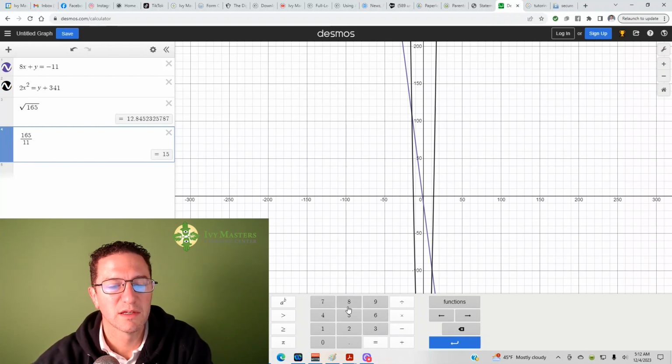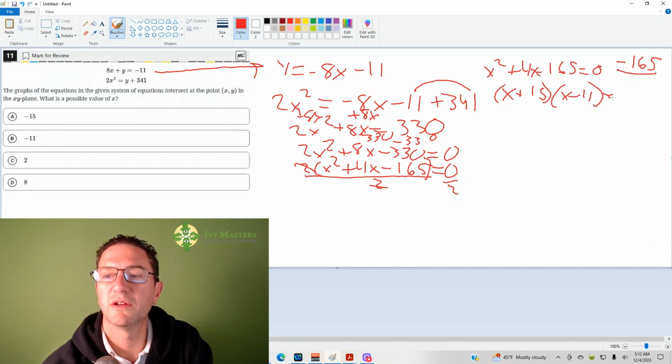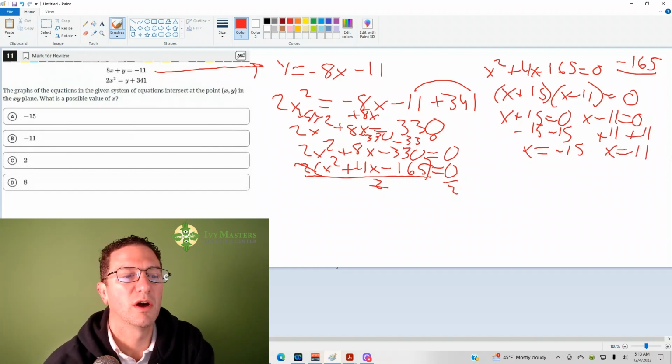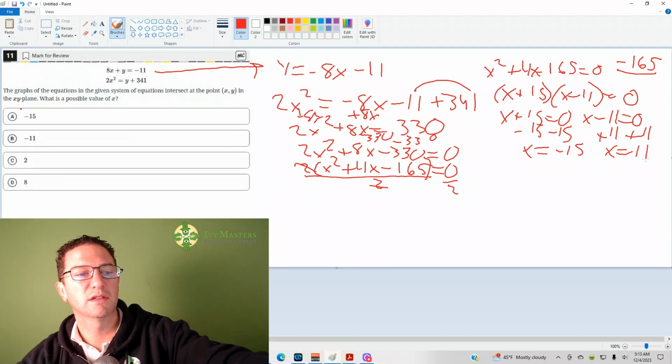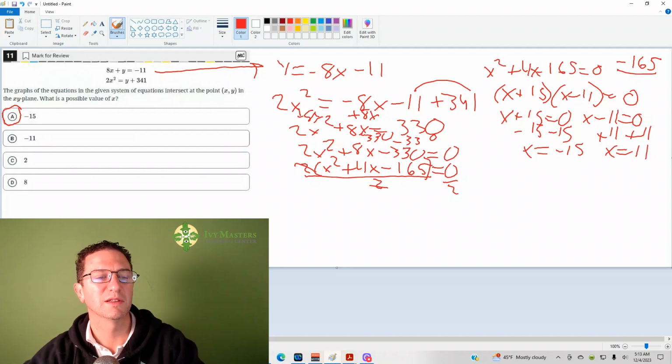So it's going to factor as x plus 15, x minus 11, because of that middle term. So I'm going to factor this as (x plus 15)(x minus 11) equals 0. And then you can set them equal to 0 individually. x plus 15 equals 0. x minus 11 equals 0. And then if I subtract 15 from both sides, I get x equals negative 15. If I add 11 to both sides, I get x equals 11. So I'm looking for one of those as an answer choice. And you can see answer choice A is your negative 15. You've got no positive 11. It's a negative 11 there.